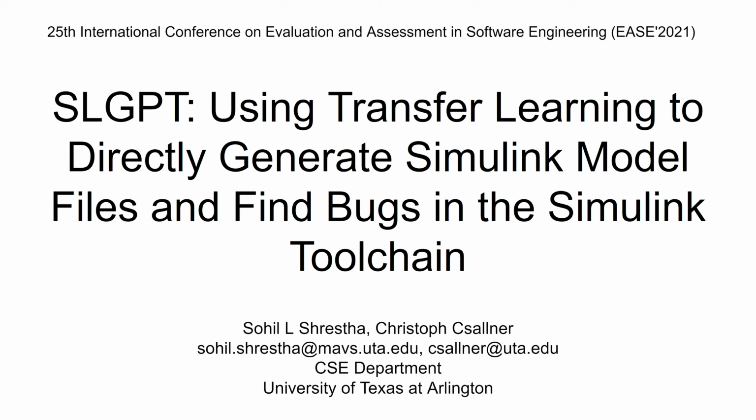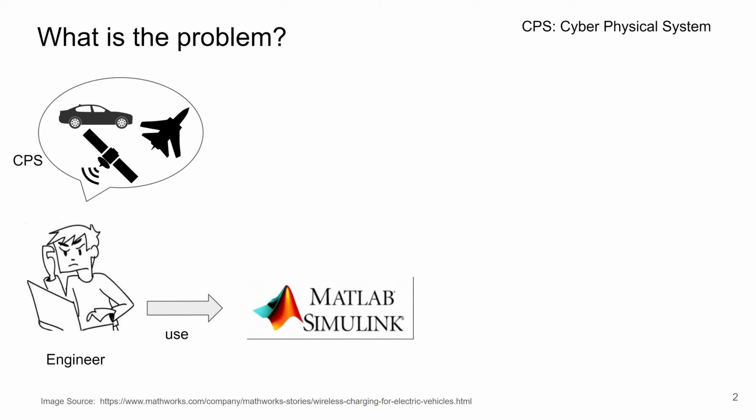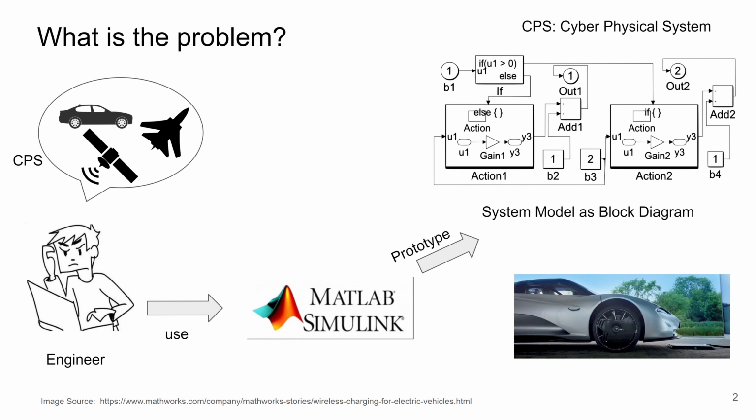I'm Sohail, and today I'm going to present our work SLGPT, where we use transfer learning to generate Simulink model files with the goal of finding bugs in Simulink toolchain. When designing complex cyber-physical systems, engineers often use commercial toolchains such as Simulink, where they prototype their system using graphical block diagrams. A real-world example of such a system would be a component of a McLaren supercar where its charging system was designed using Simulink.